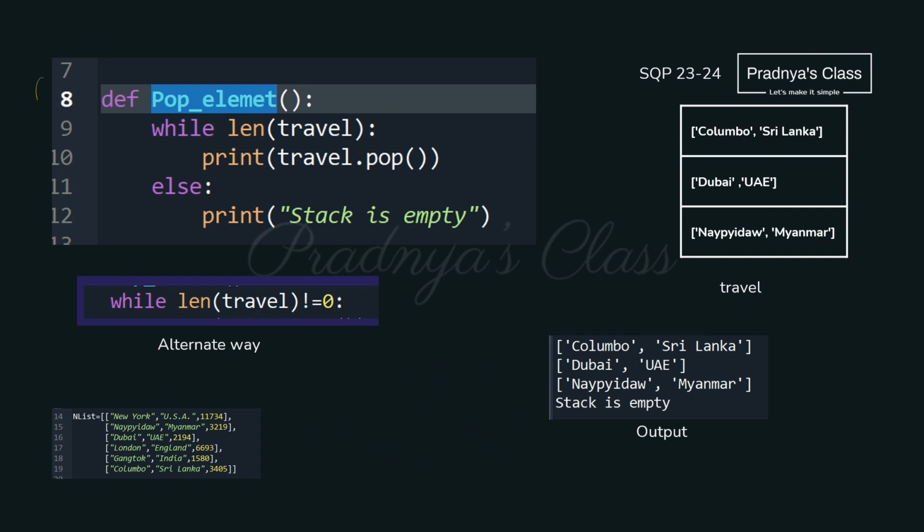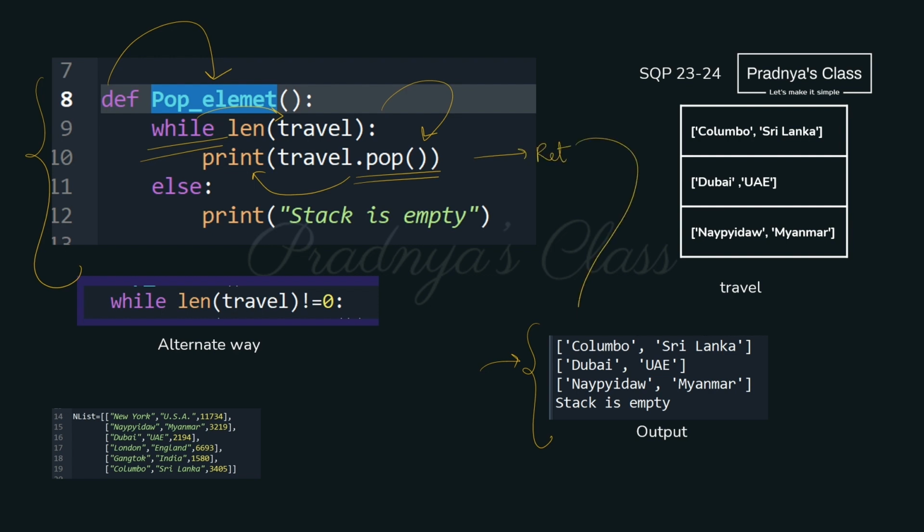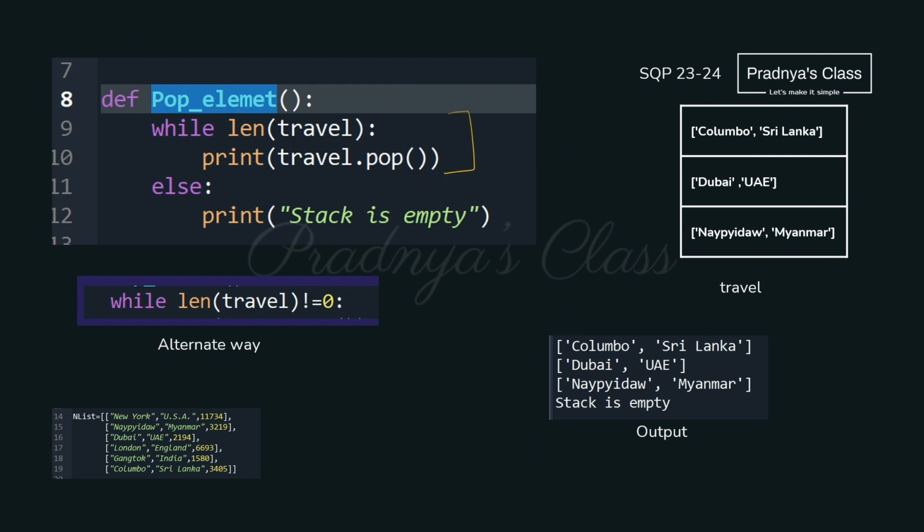Now let's try to understand the code. It's very simple. According to the instruction, function got ready. We will be iterating over the list using while loop. While length of travel. By calculating the length, we will come to know there are elements in the list. If there are elements, we are using pop function and printing it. Pop function returns the popped element. So we will be getting the last element of the travel list. This loop will continue till we have elements in the travel list.